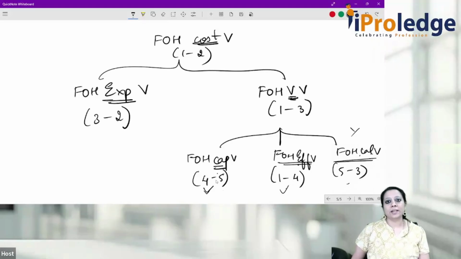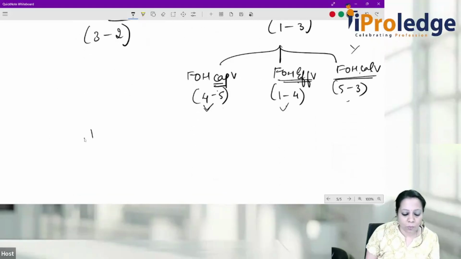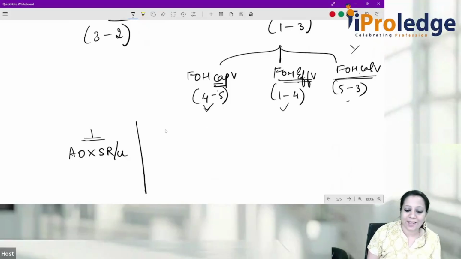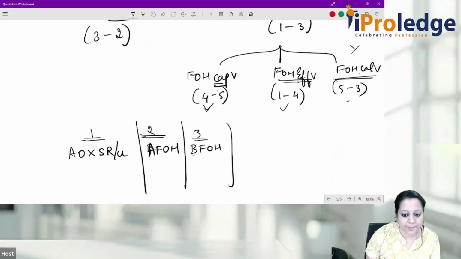So, shall we focus on it, everyone? 1, 2, 3, 4, and 5. 1 is going to be actual output into standard rate per unit, obviously. 2 is going to be AFOH. 3 is going to be BFOH.